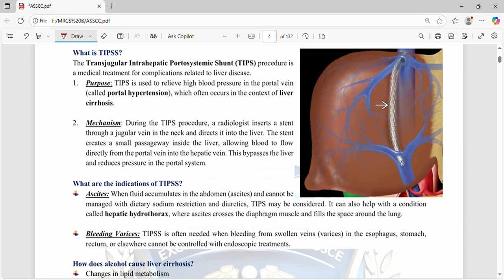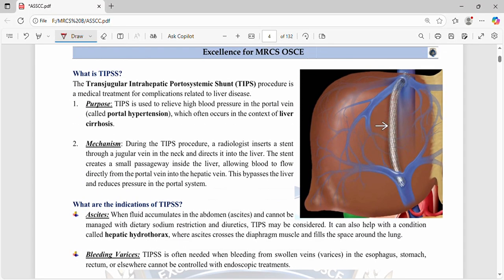So what is TIPS? TIPS stands for transjugular intrahepatic portosystemic shunt, a procedure for the complications related to liver disease. Actually, this is not a definitive treatment. It will just buy you some time to go for transplant or another definitive procedure. The purpose of TIPS is to reduce high blood pressure in the portal vein, called portal hypertension, which often occurs in the context of liver cirrhosis.